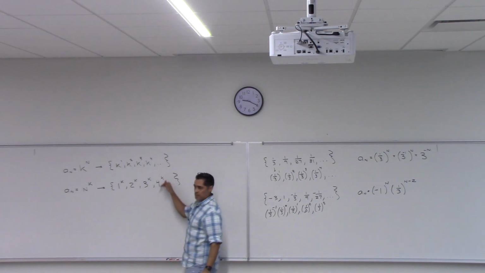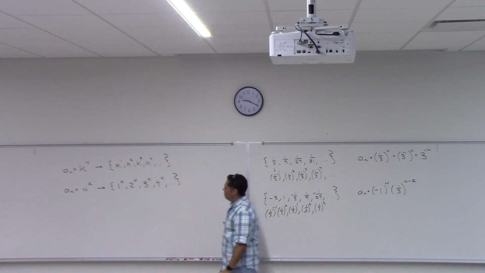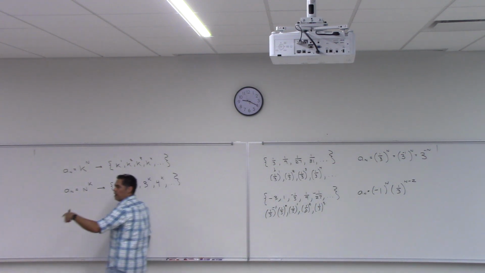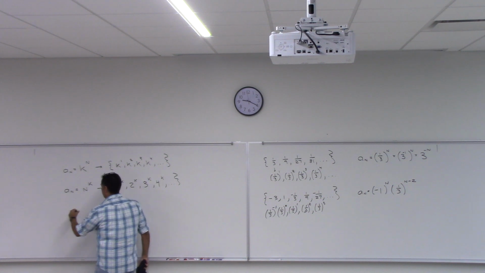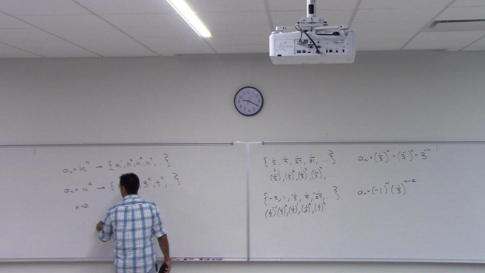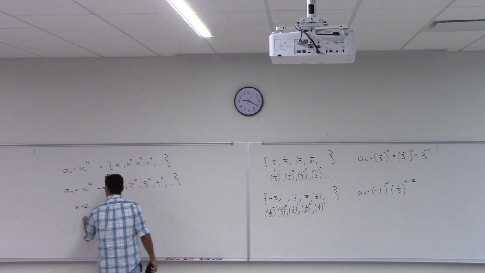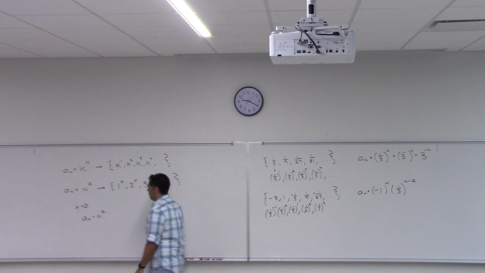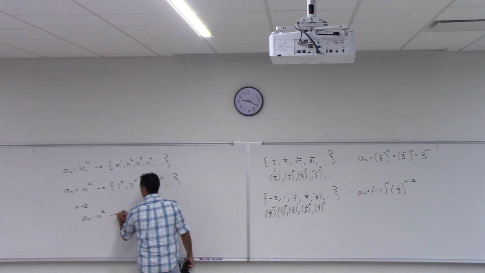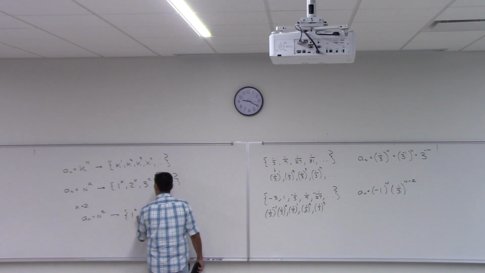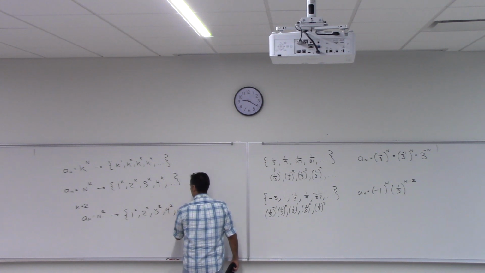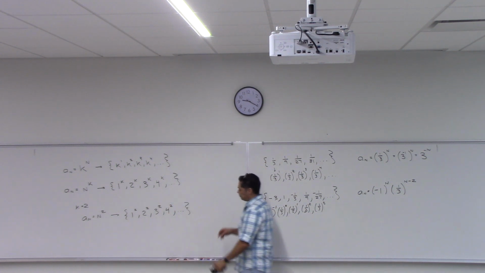There's a big difference between these two, right? As an example, let's say k was 2. If k was 2, we would have a sub n equals n squared. That's basically what it would be. And so that sequence would be 1 squared, 2 squared, 3 squared, 4 squared, and so on and so forth.